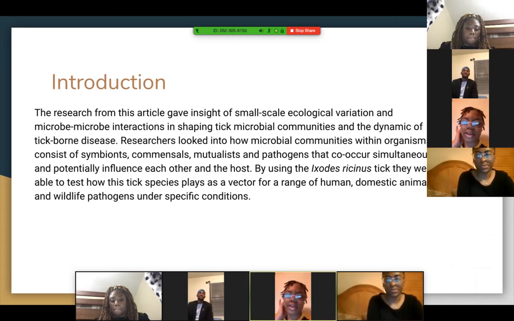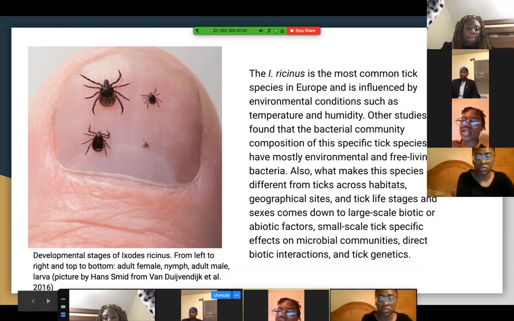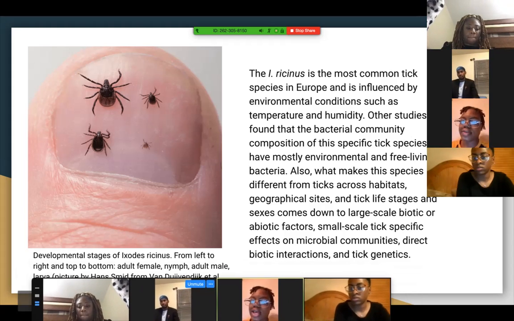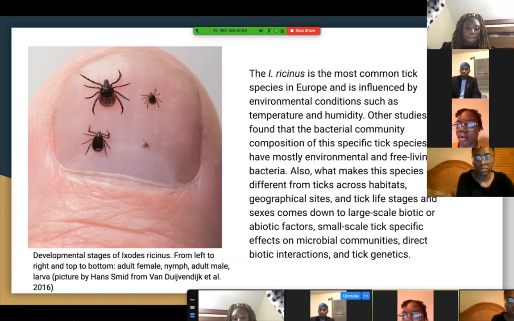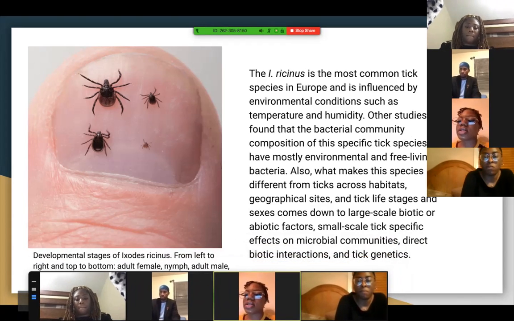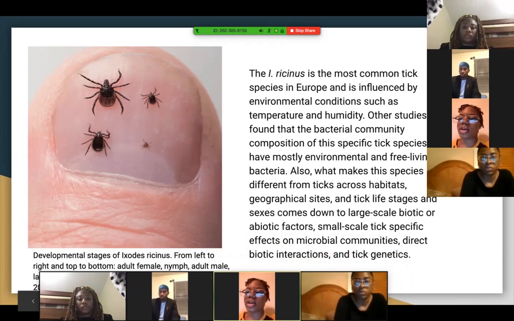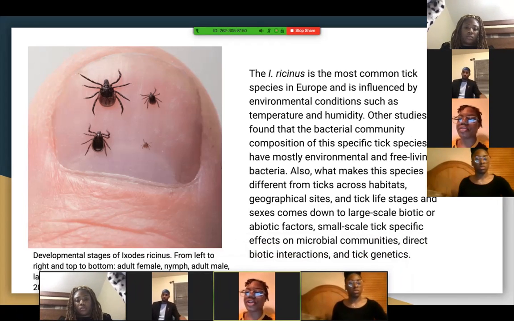And here we have an image. Below is a description that says the development stages of the Ixodes ricinus tick, from left to right and top to bottom, are the adult female, the nymph, the adult male, and the larva. Ixodes ricinus is the most common tick species in Europe and is influenced by environmental conditions such as temperature and humidity.